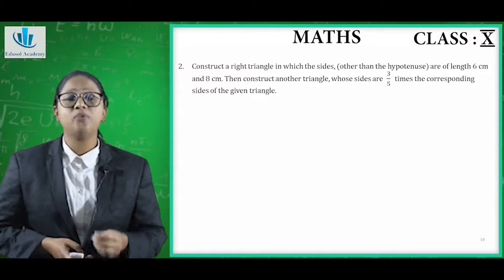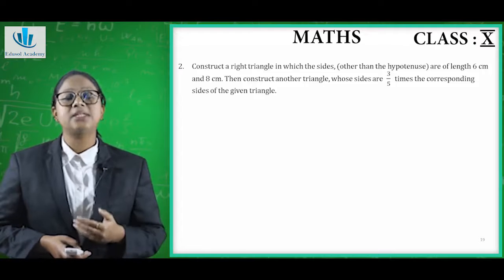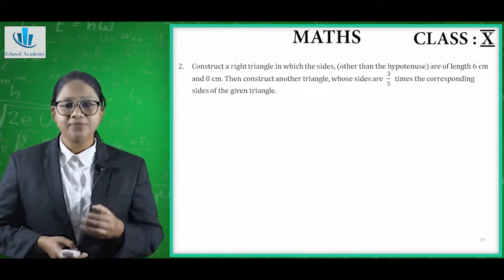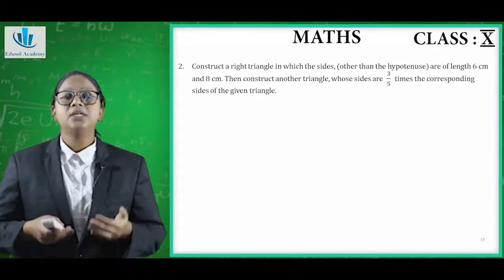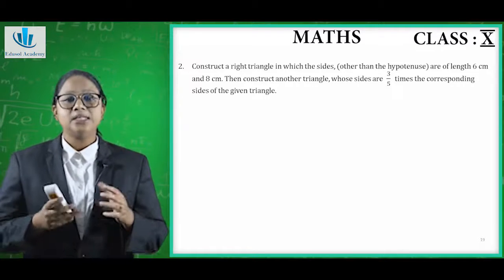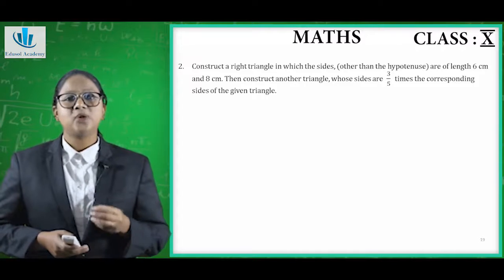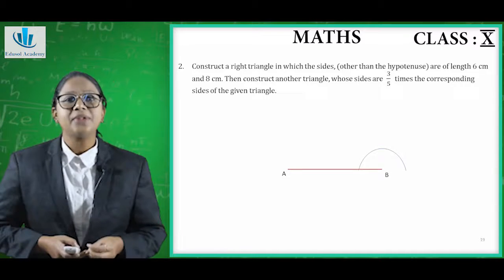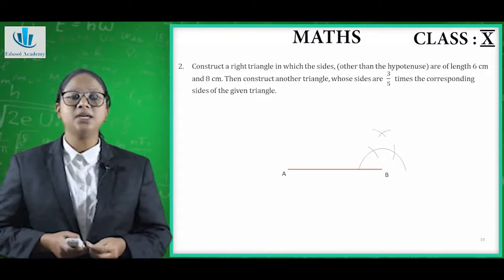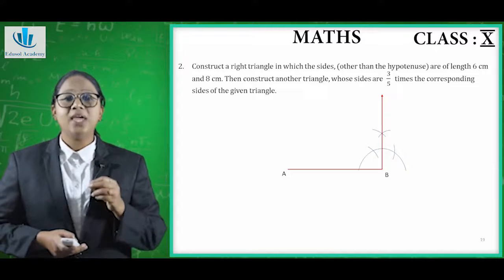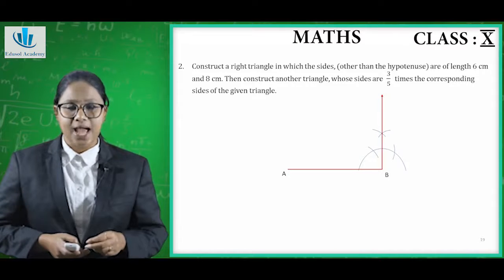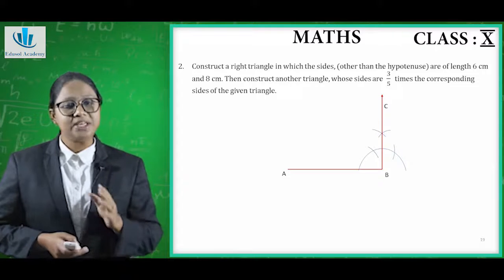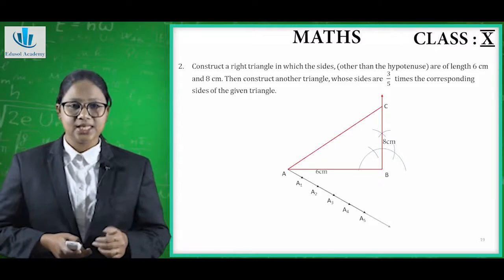And we have to construct another triangle that is similar to it at a scaling factor 3 by 5. 3 by 5 means it's a proper fraction, so the required triangle will be smaller than the given triangle. So let's begin by drawing the line AB with 6 centimeter and BC as 8 centimeter. To draw BC, we have to construct the 90 degree angle using compass. So construct BC and join AC.